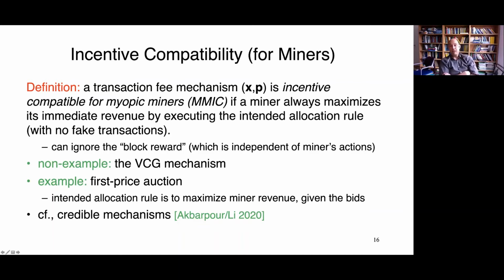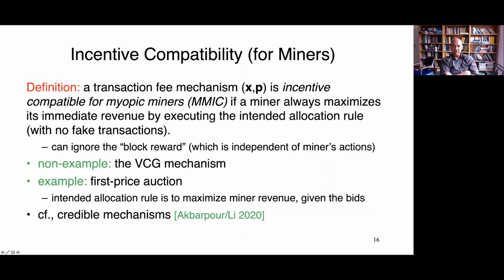And that's independent of what the miner does. So we can just ignore that for the purposes of understanding miners' best responses. So they're really aiming to maximize the sum of the transaction fees. And we call it MMIC if following the allocation rule, in fact, does that. As discussed, the VCG mechanism badly fails this condition because fake transactions can boost the miner revenue.